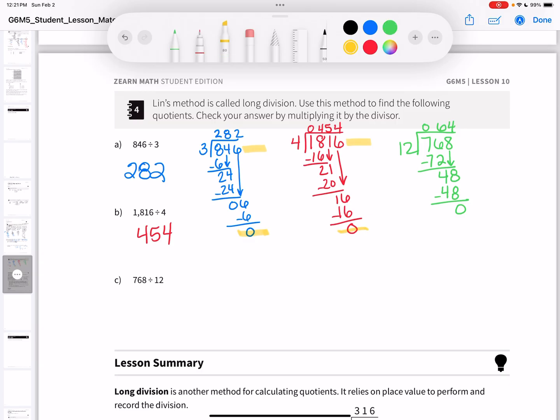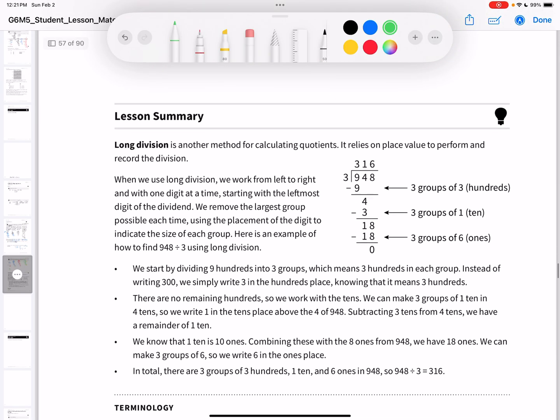So now I ask myself, are there any numbers out to the side here left over? No. And then I've ended with 0, so I'm done. I don't have to continue. So my answer is 768 divided by 12 is 64. So that's how you do long division.